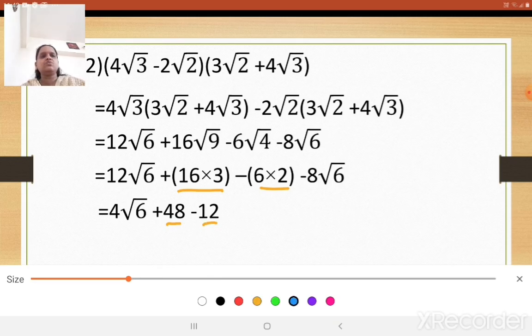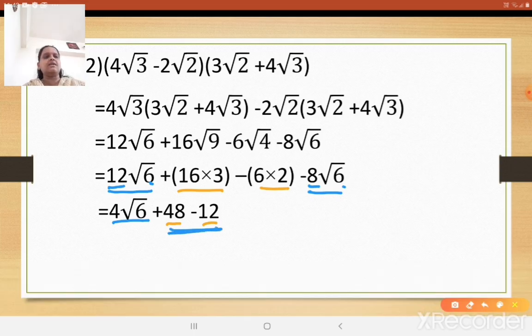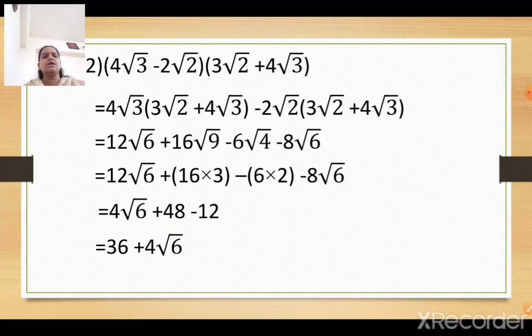But what about these two terms? 12 root 6 minus 8 root 6. Root 6, the 6 number is same, so we can add and subtract. So it will become as what? 12 minus 8 as 4 root 6. Yes, so 4 root 6 will remain as it is, but 48 minus 12 we can subtract and write the final answer. So your final answer will become as what? 36 plus 4 root 6. Is it clear to all of you? Can we continue with the next problem?